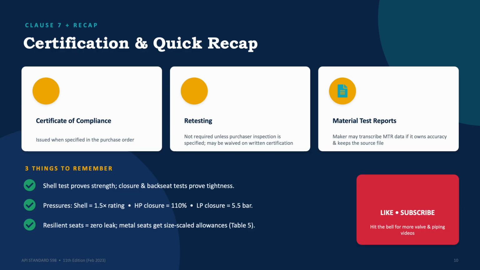Three things we need to remember. Shell test proves the strength. Closure and backseat tests prove the tightness. Pressure for the shell is 1.5 times the rating, high pressure closure is 1.1 times the design pressure, and low pressure is 5.5 bar. Resilient seat, 0 leaks, and metal seat gets size-scaled allowable leakage.